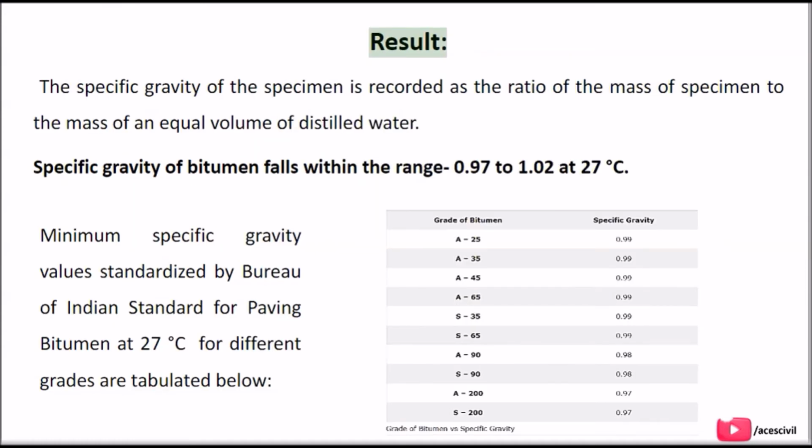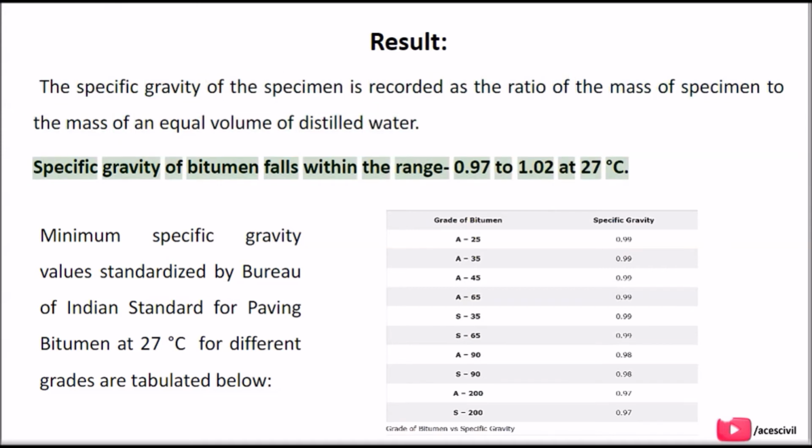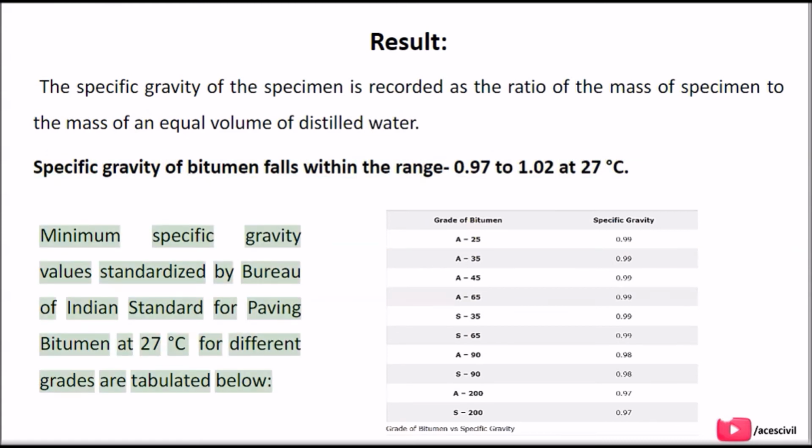Result. The specific gravity of the specimen is recorded as the ratio of the mass of specimen to the mass of an equal volume of distilled water. Specific gravity of bitumen falls within the range 0.97 to 1.02 at 27 degrees Celsius. Minimum specific gravity values standardized by Bureau of Indian Standards for paving bitumen at 27 degrees Celsius for different grades are tabulated below.